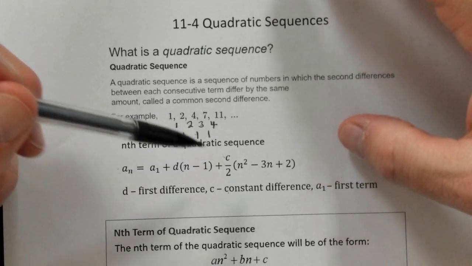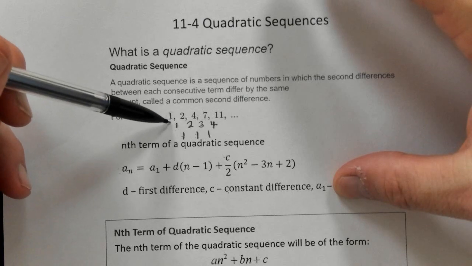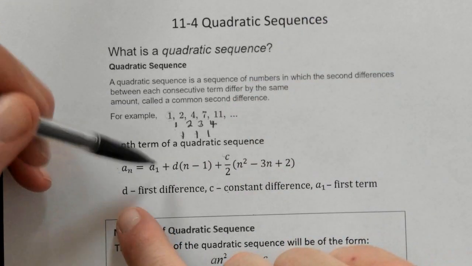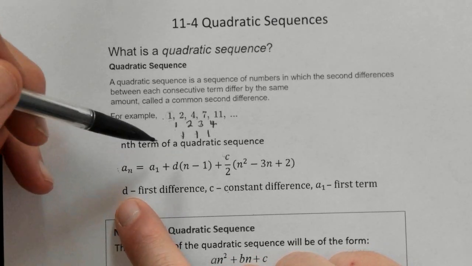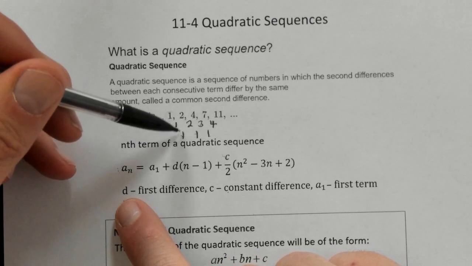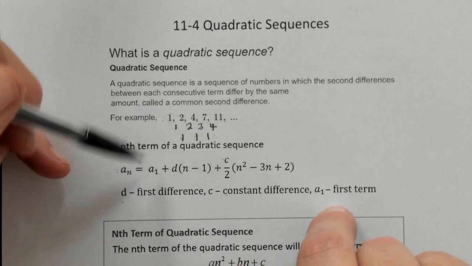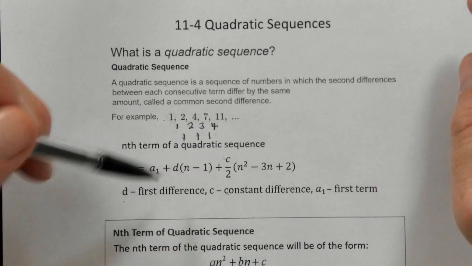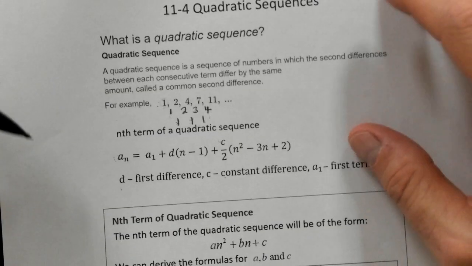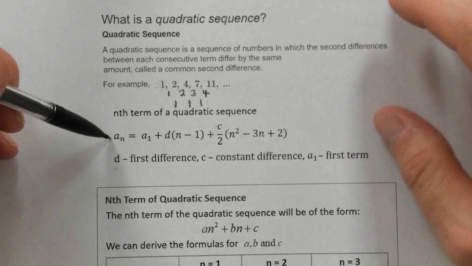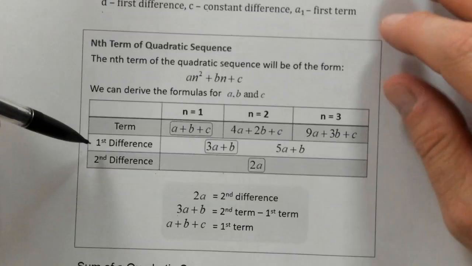And then a sub 1 is your first term, which would be 1. So in this case, if we were using this sequence to find the explicit formula, then D, that first difference, would be 1, the constant difference would be 1, and the first term would be 1. All three of those values would have a 1 plugging into it. Then simplify, and that's your formula.